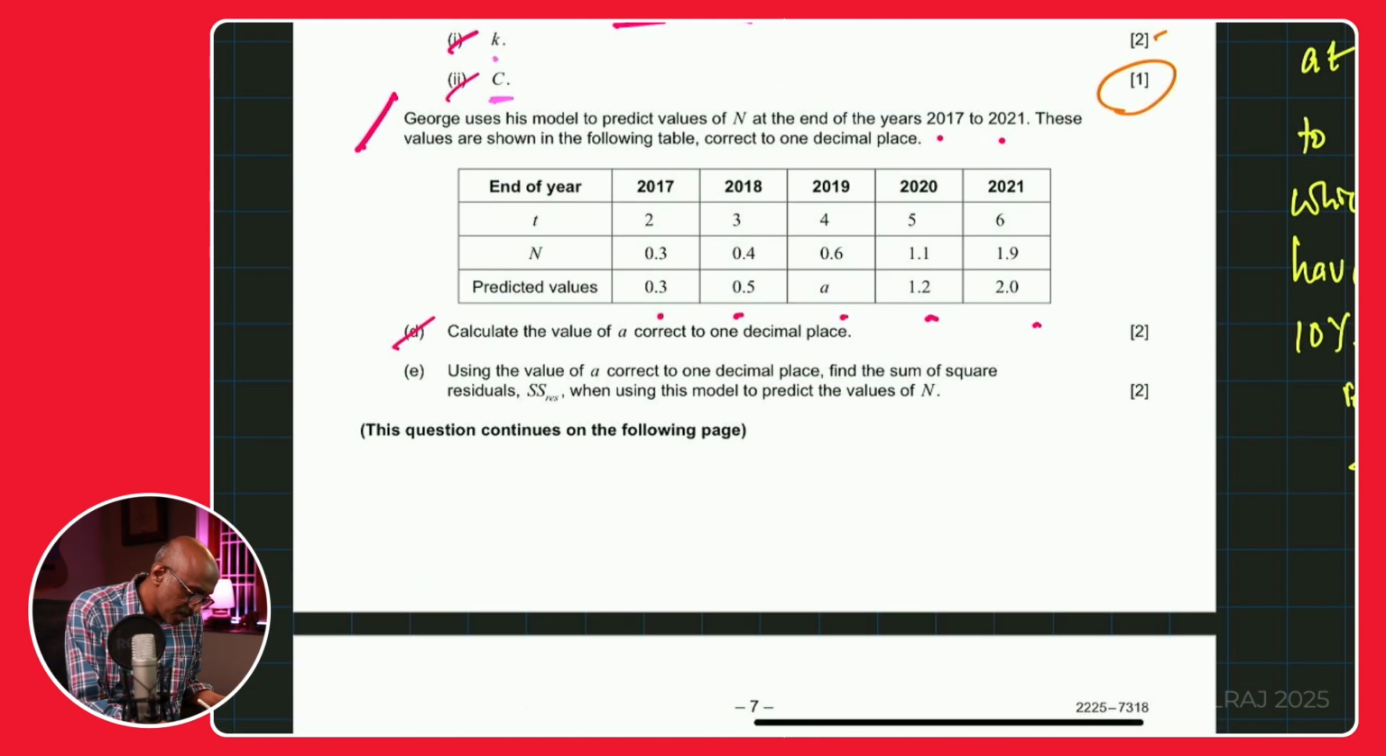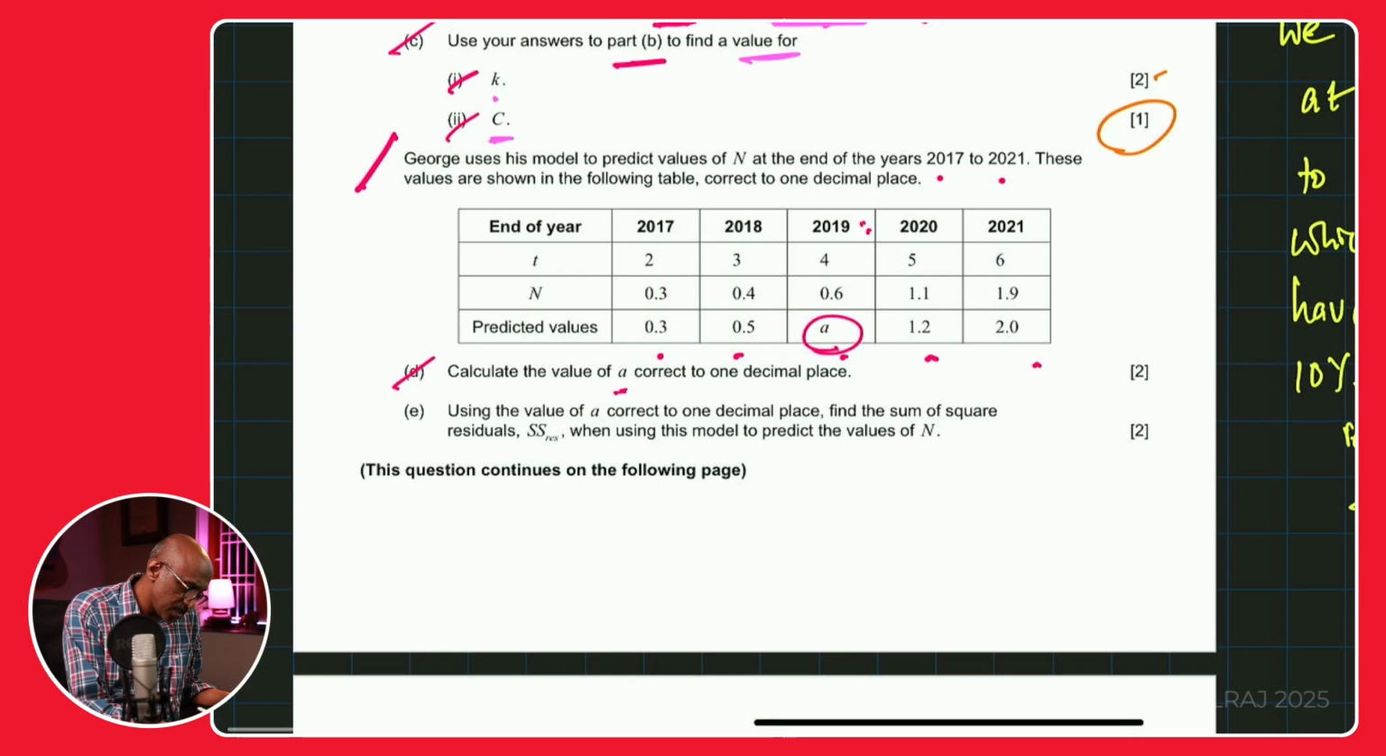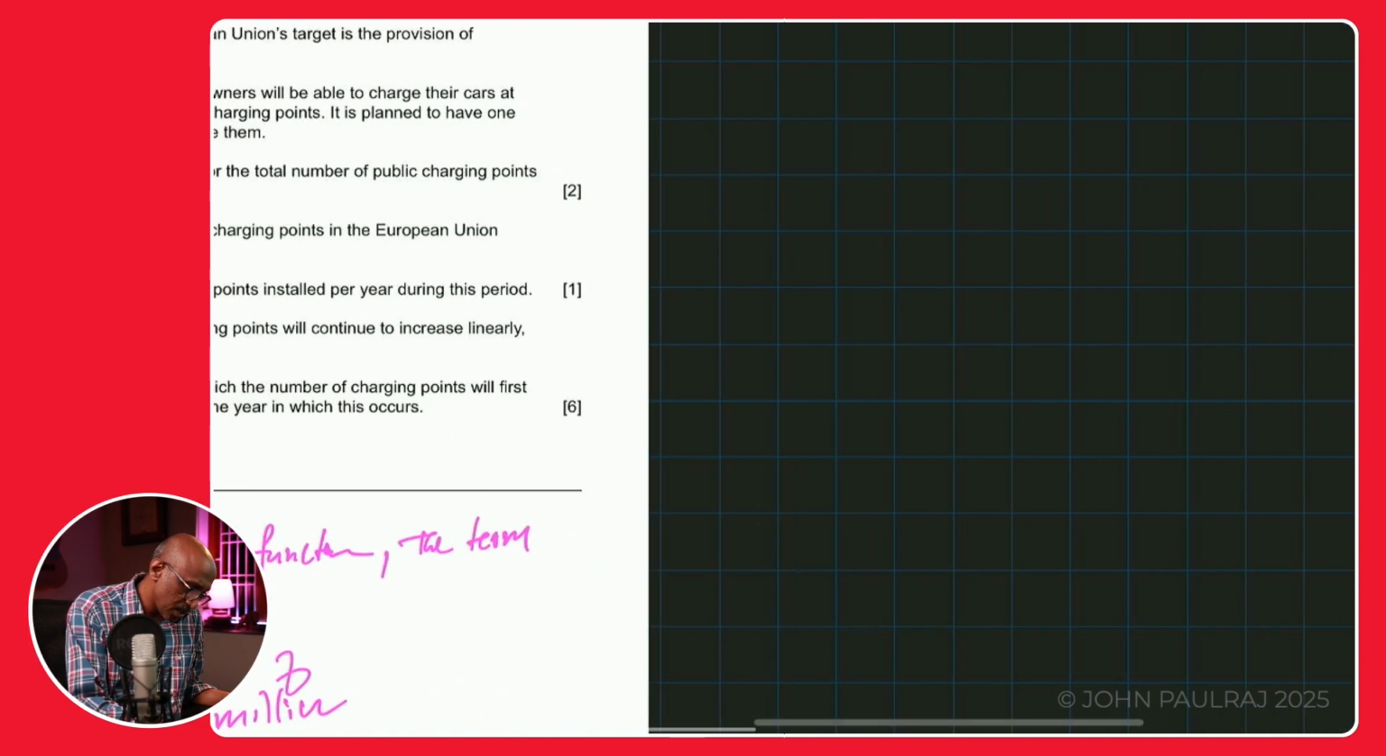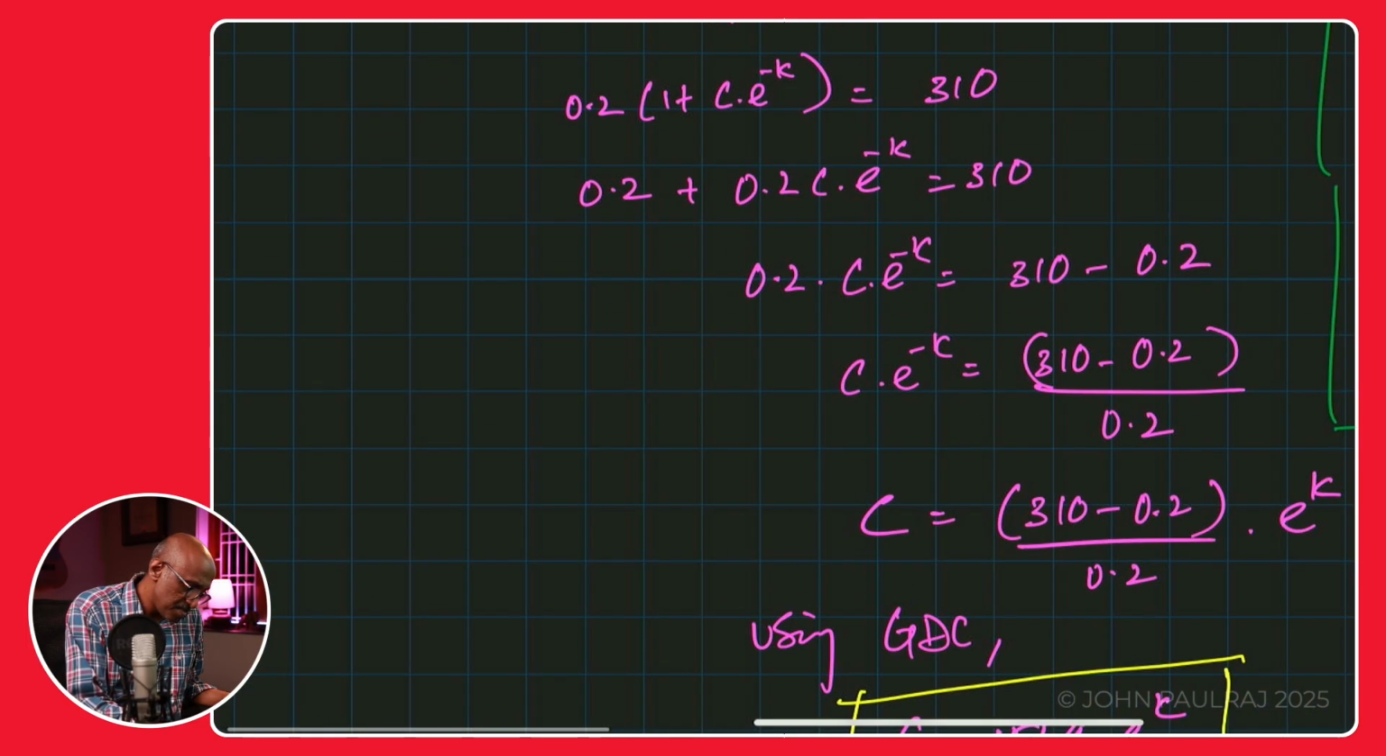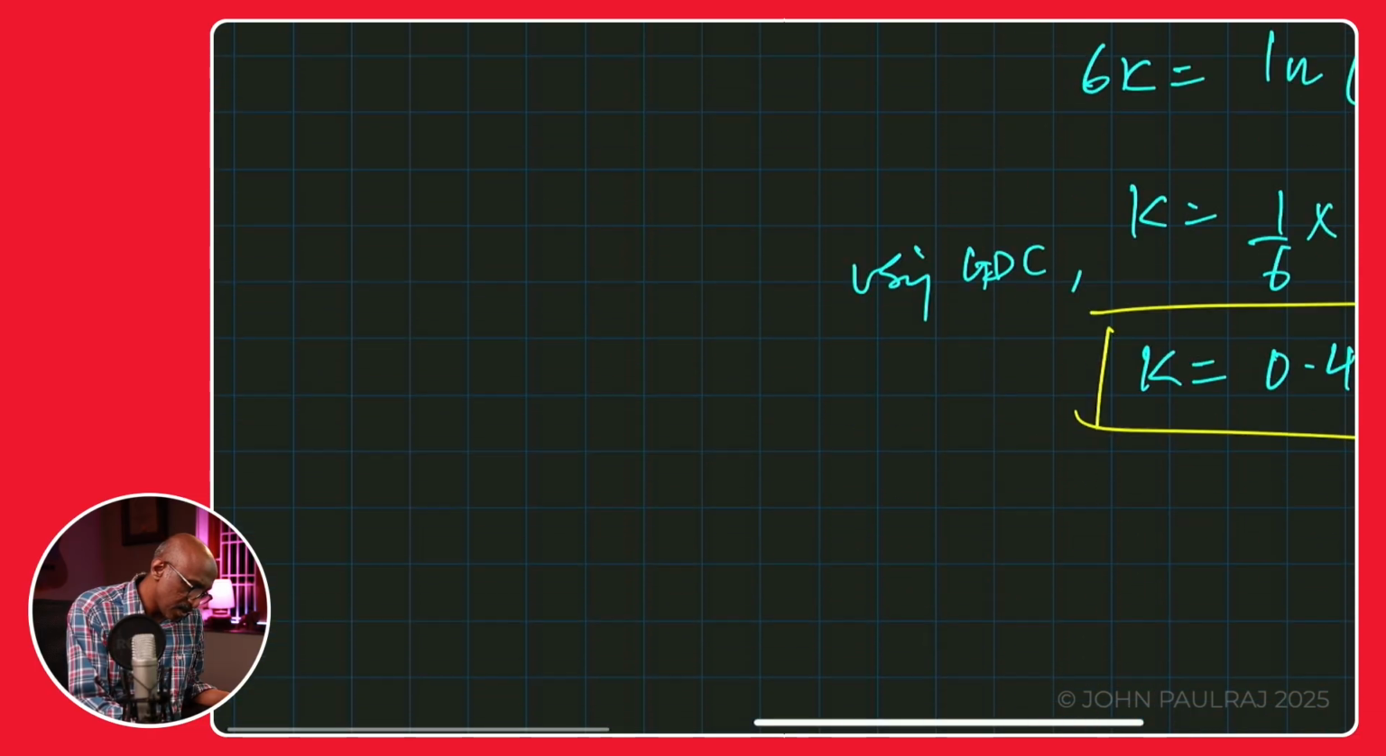So D, calculate the value of A. This is the predicted value for the end of 2019, right? Yeah, this is the end of the years, all right? So, correct to one decimal place. So let's do that. This is t equals 4 and capital N is equal to 0.6. We did parts A, B, C, 1 and 2, now to D.